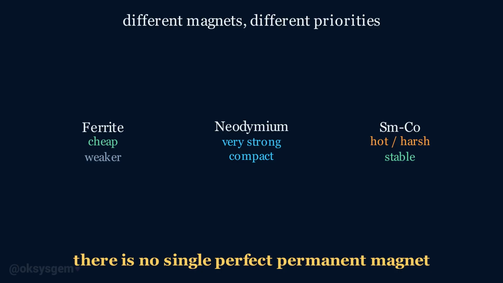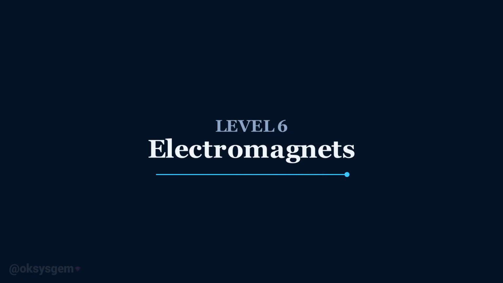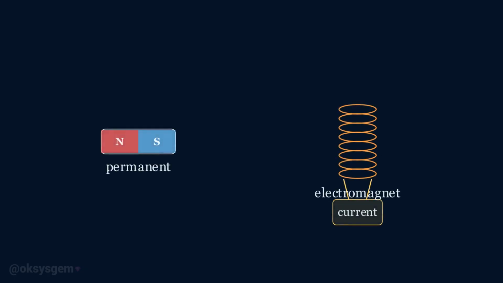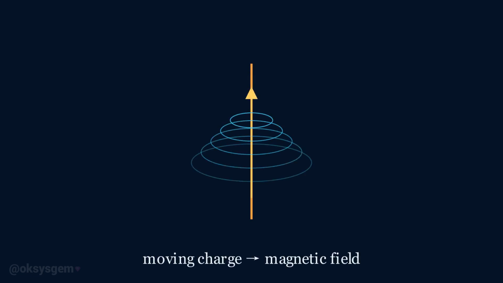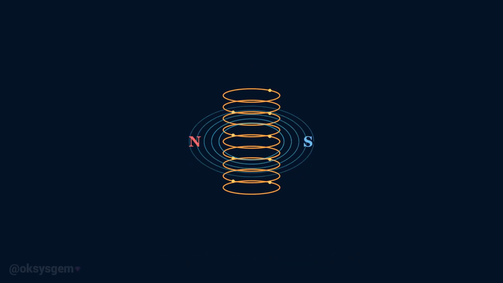But at this point, we can stop limiting ourselves to permanent magnets entirely. Level 6. Electromagnets. A permanent magnet creates a magnetic field without needing a continuous external power source. An electromagnet does almost the opposite. Its magnetic field exists because electric current is flowing. When electric charge moves through a wire, it creates a magnetic field around that wire. If the wire is formed into a coil, the magnetic fields produced by many sections of wire reinforce one another. The result resembles the field of a bar magnet with a north-like end and a south-like end.